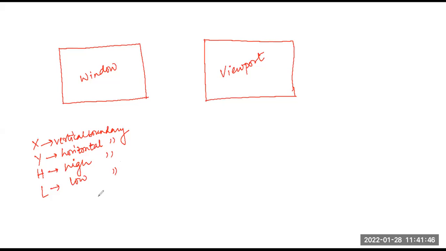Now, among this, what will be the naming convention? This point will be W for window, XL, and WYL. This will be WXH and WYH. Sorry, WYL.